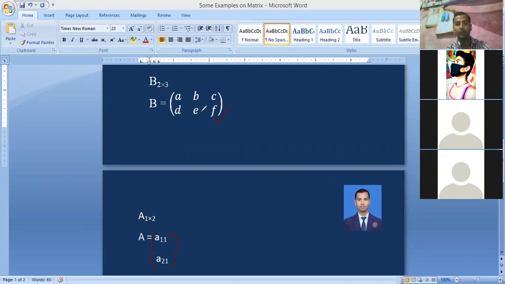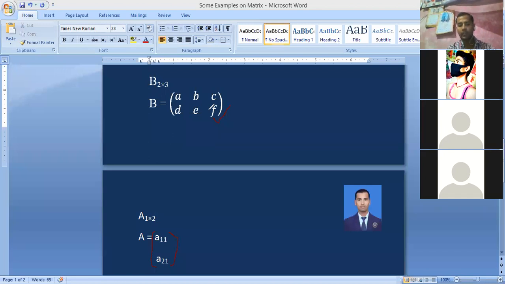As we have learned, row matrix, column matrix, null matrix, unit matrix, rectangular matrix and square matrix.